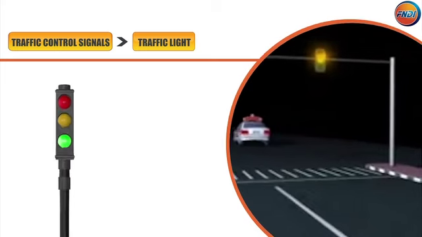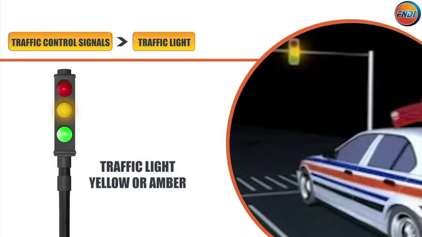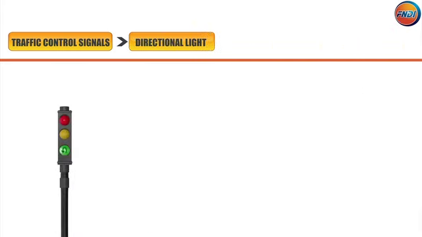Yellow or amber light. Amber or yellow light signal means that you must stop if safe to do so. This quick decision can be made if motorists anticipate the point of no return. Point of no return is the point beyond which you will not be able to stop.